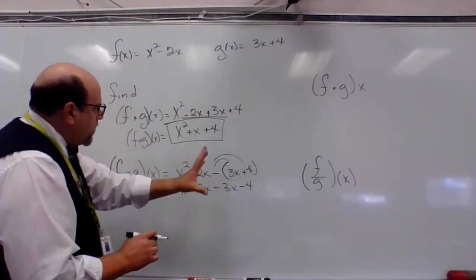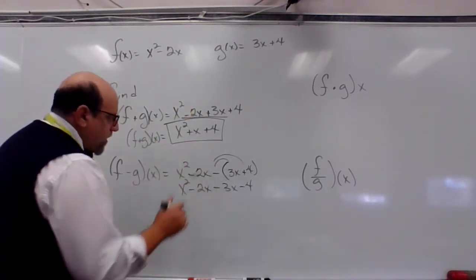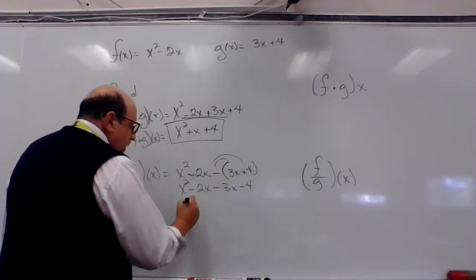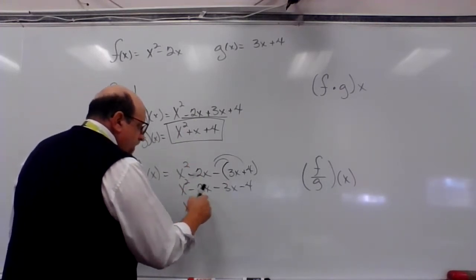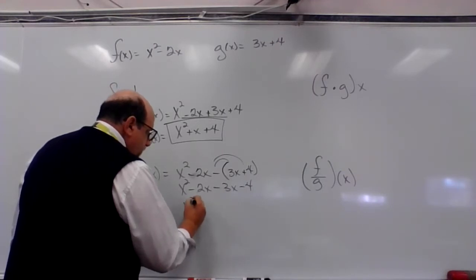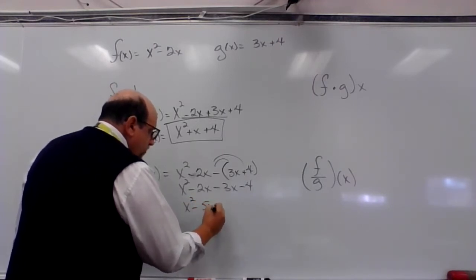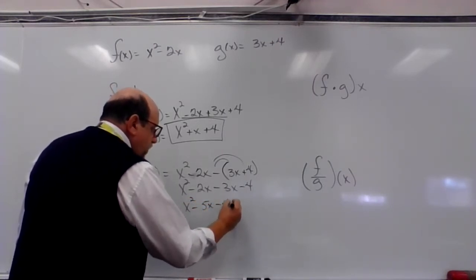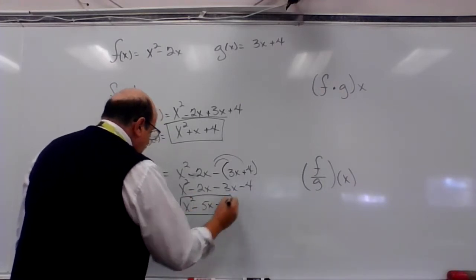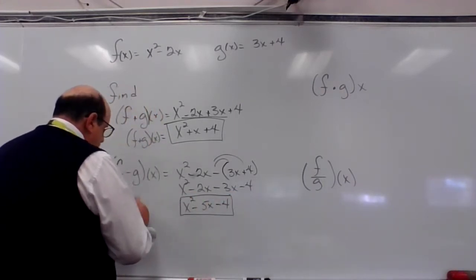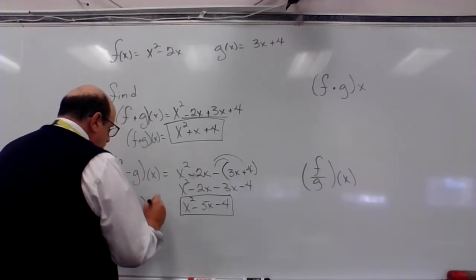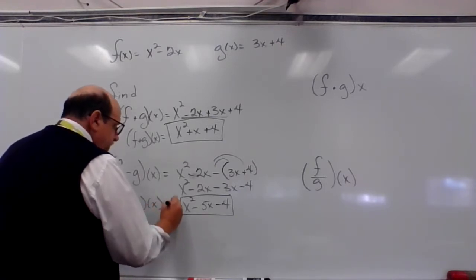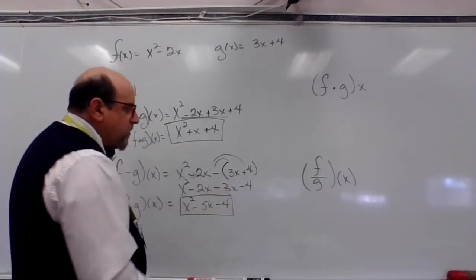Okay, well, that makes perfect sense because when we added them together, these two came together, but now we're going to get an even bigger negative, and this is going to be negative. That makes perfect sense. So x squared and negative 2 and negative 3 are negative 5, minus 5x minus 4, and that's what we get. And we're going to say f minus g of x is x squared minus 5x minus 4.